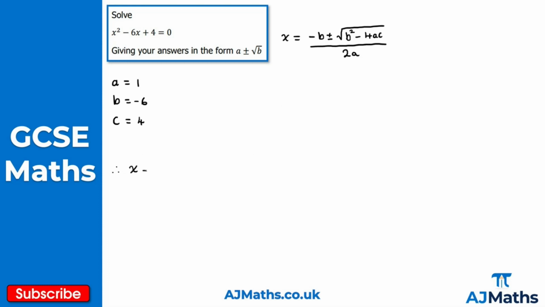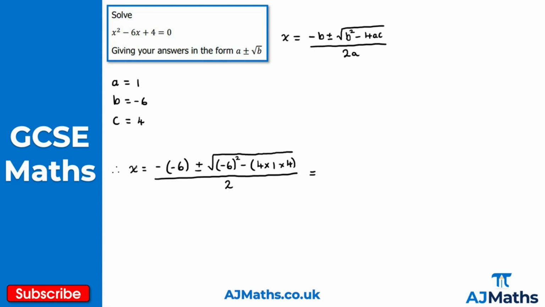So in that case, then we're going to get x is equal to minus minus 6, so minus minus 6 plus or minus the square root here of b squared. That's going to be minus 6 squared. And it's minus, and again, put all of this here into a bracket, 4 times a, which is 1, and times by c here, which is 4. And this is all divided here by 2a, so 2 times 1, giving me 2 there.